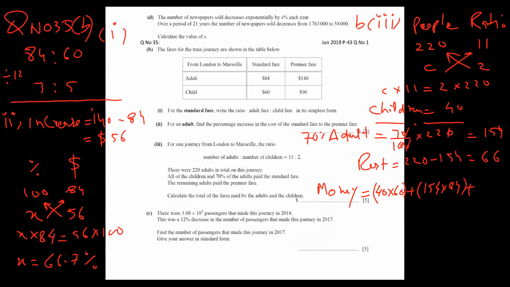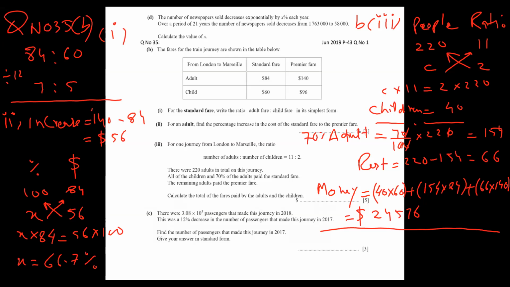The last part, the remaining people are paying premium, so of adults, okay, 66 into 140. So I think the idea is very, very clear. And the answer for this is, let me calculate. Wait a minute, let me check. The answer is $24,576. Oh, thank you very much. This one, we got the same answer. Let me write the dollar sign also. So we have done this 5-mark part.